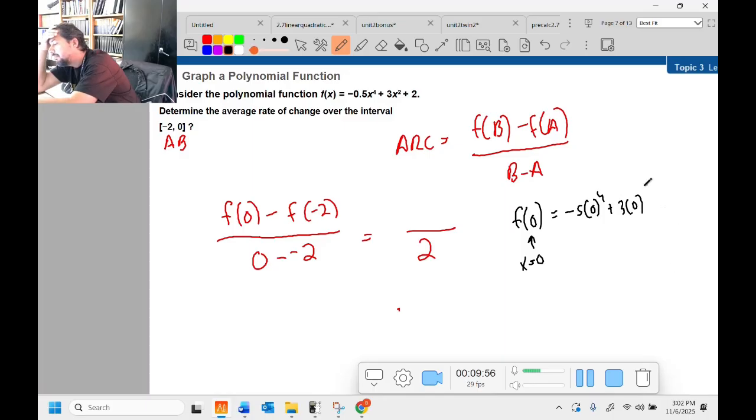Math is about memorization. And you would get back a 2, I think, right? That looks like a 2. So that's a 0. We're supposed to take away f of negative 2. And again, if I want to find f of negative 2, it literally says let x be negative 2. So let's see what we get here. We get negative 0.5 times negative 2 to the 4th plus 3 times negative 2 plus 2.